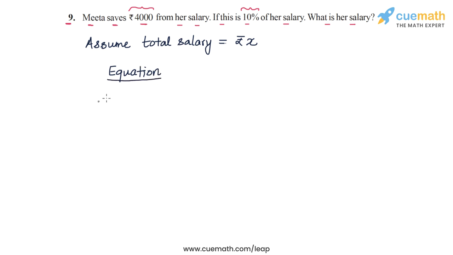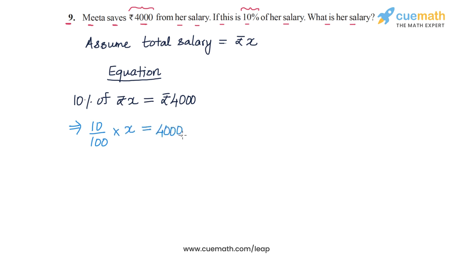So we make use of the fact that 10% of her salary is 4,000, or 10% of X is 4,000. So we can write 10% of rupees X, which is the total salary, must be equal to her savings, which is rupees 4,000. And from here we can set up an equation in X. 10% of rupees X can be written as 10 by 100 into X, and on the right side we have this equal to 4,000.